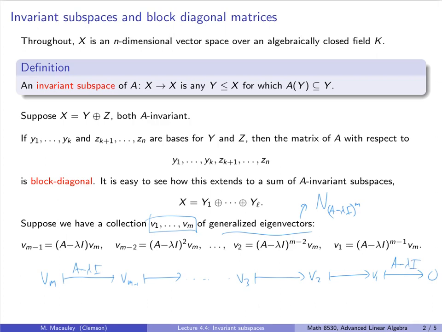So algebraically, vm minus 1 is A minus lambda I times vm. vm minus 2 is A minus lambda I squared times vm. And all the way up to v2 is what you get by applying A minus lambda I m minus 2 times. v1 is what you get by applying it m minus 1 times. And then finally, if you apply it m times, it finally sends it to 0. So it should be clear that this is invariant under the linear map A plus lambda I.